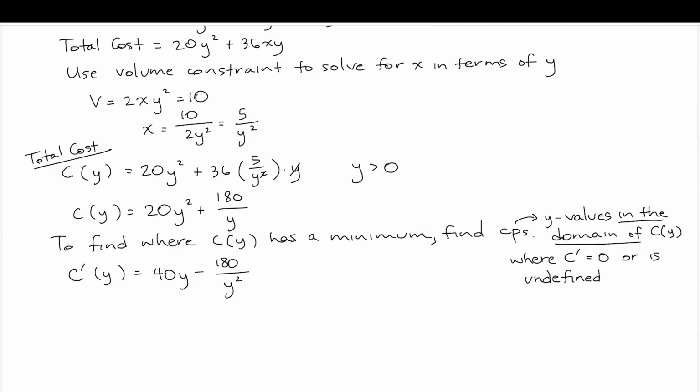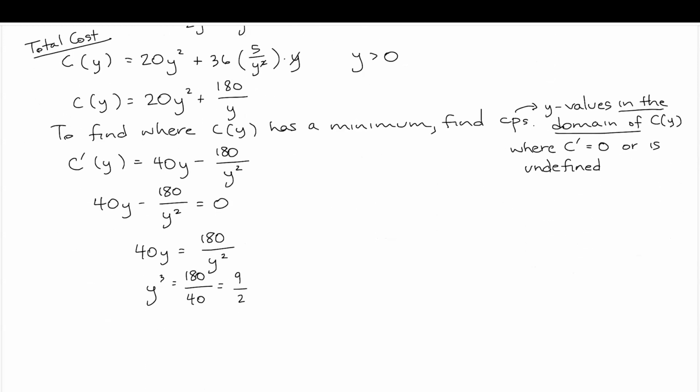So we can safely set this function equal to 0 because we've already checked where it's undefined, and the place where it's undefined at y equals 0 is not in the domain of the cost function. Now if I solve this for y, I get that y cubed equals 180 over 40, also known as 9/2. And so y is the cube root of 9/2.